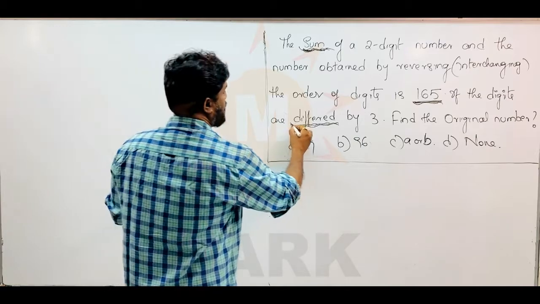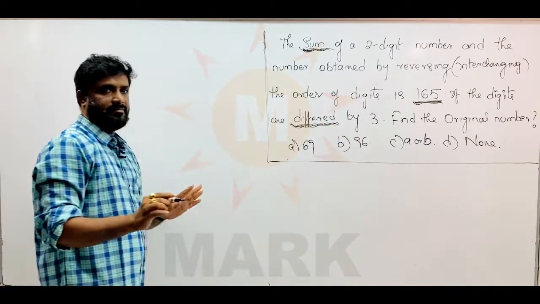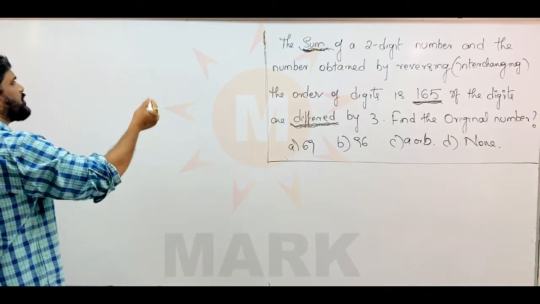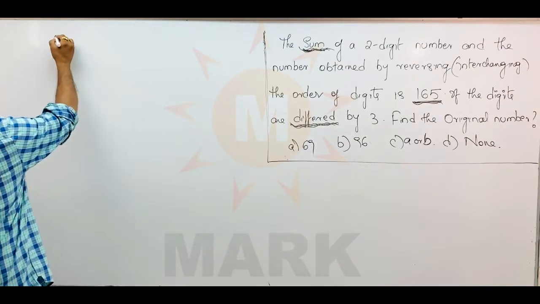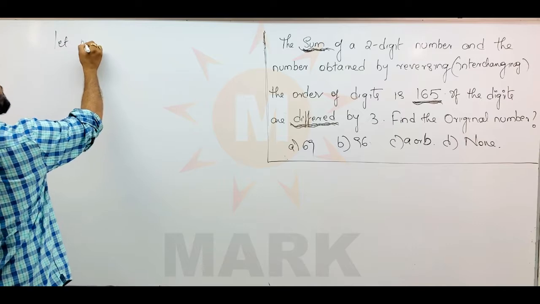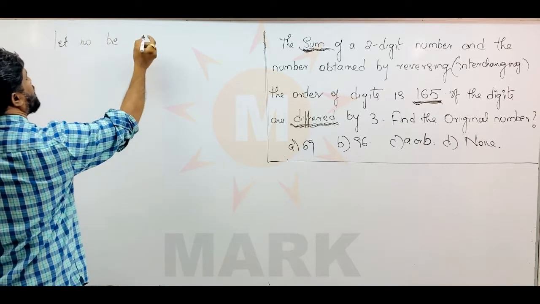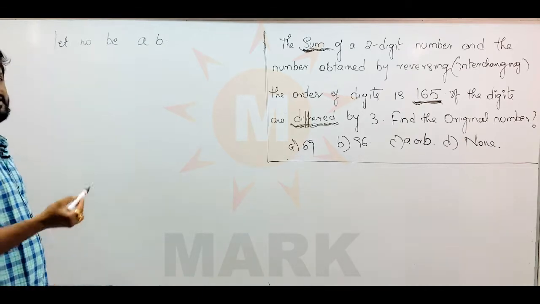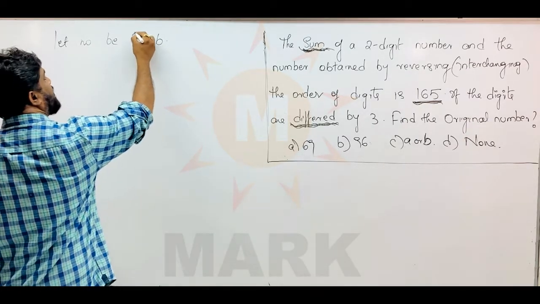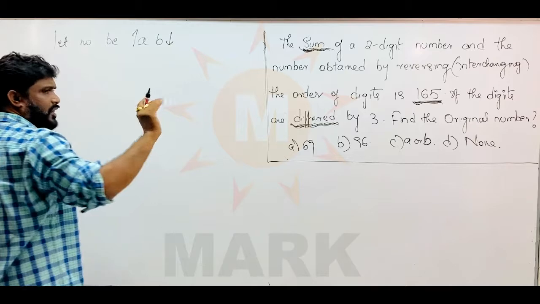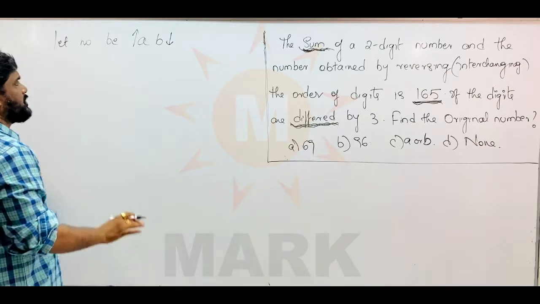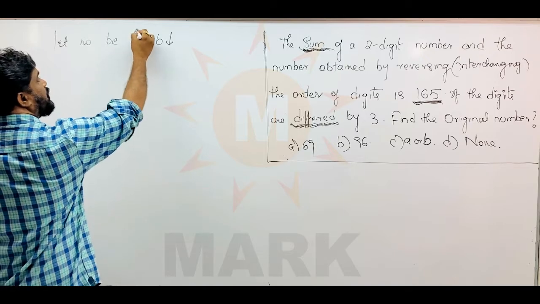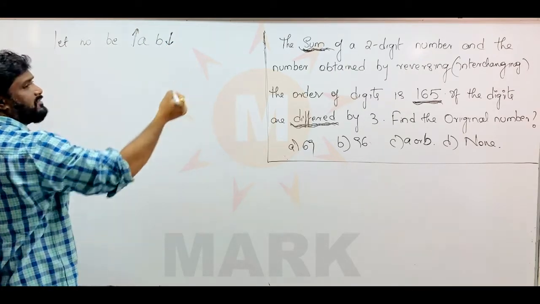Now the most important thing is "differ by 3". It is neither given greater than nor given less than, right? That's why I'm assuming something here. Let us suppose the number is AB, where A is higher in value and B is lesser in value. I am taking it like that, for example, so AB is the original two-digit number.